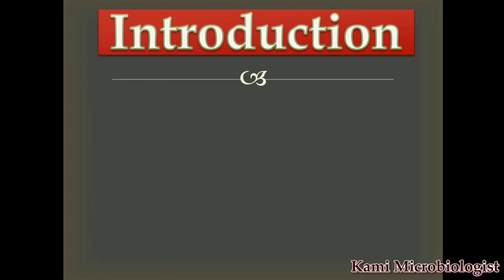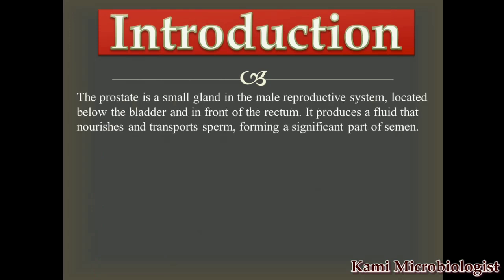First of all, let's see what the prostate is. The prostate is actually a gland. It is mostly available in the male reproductive system, and it is present below the bladder and opposite to the rectum. This gland contains a fluid, and this fluid is very important for sperm transportation and to provide nourishment for the sperms. Moreover, this prostatic fluid is also a significant part of sperm formation.